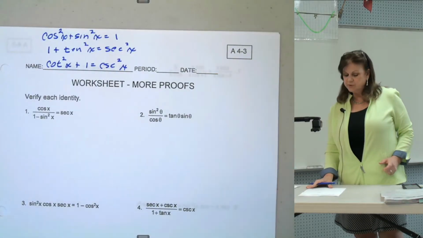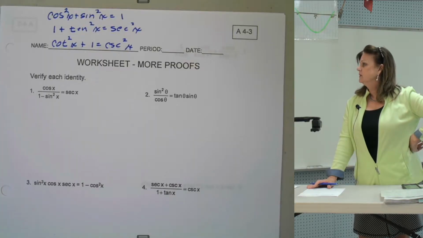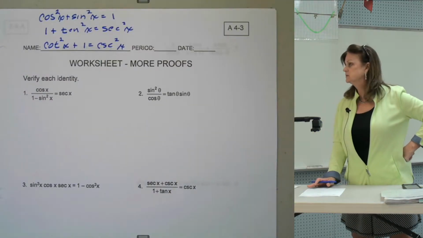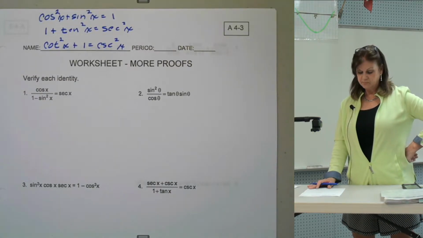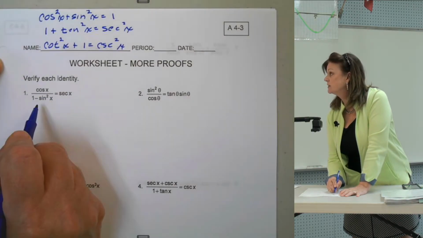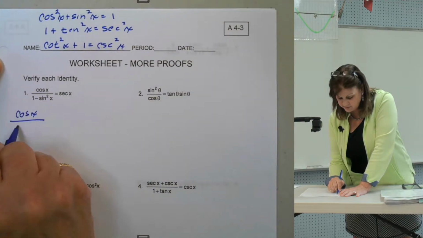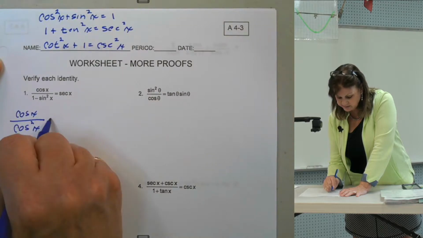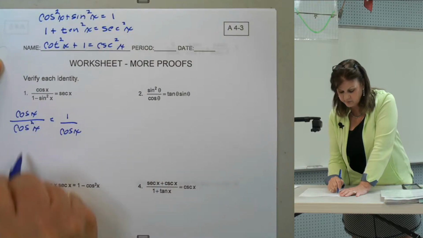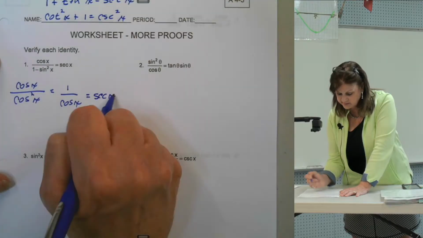There we go, because we're going to refer to it a lot. I'm trying to make cosine over 1 minus sine squared x equal to secant. I can't change cosine, but I can change 1 minus sine squared x. So I've got cosine over cosine squared x, which gives me 1 over cosine x, right? One of those is going to cross out. And 1 over cosine x, of course, is secant x.